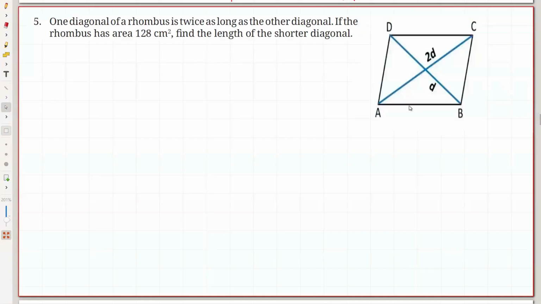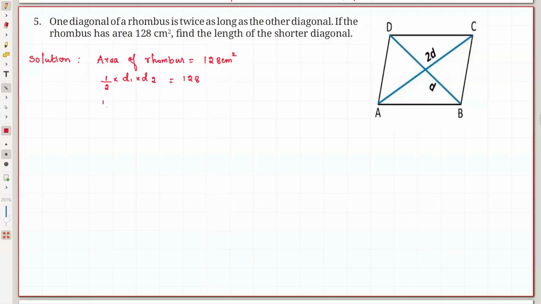I'm just taking a rhombus ABCD with the two diagonals. One is D, another one is 2 times D, since one diagonal is twice the other diagonal. Now what is given? Area is given, equal to 128 centimeters square. We know the formula for area of rhombus: half of D1 into D2. Diagonal 1 into diagonal 2 is equal to 128 centimeters square.